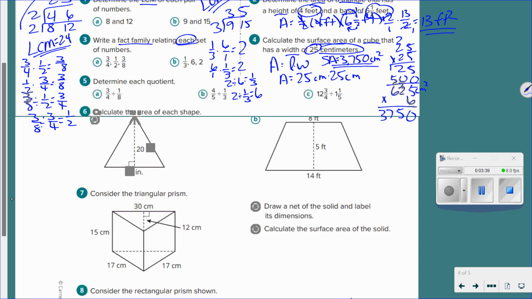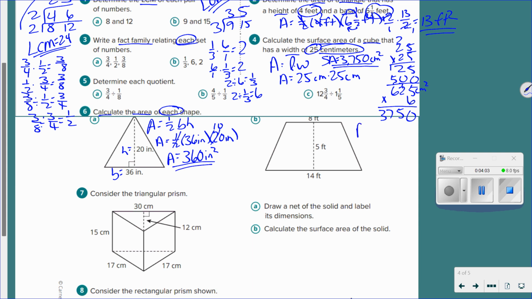Calculate the area of each shape. This is a triangle, so it's 1/2 the base times the height. I have a base of 36, a height of 20. So I'm going to say 1/2 of 36 times 20. For ease of operations, I'm going to take half of the 20, make that a 10, to make it 360 square inches.